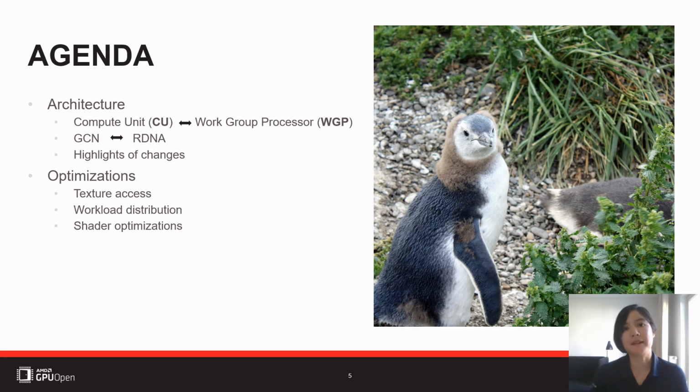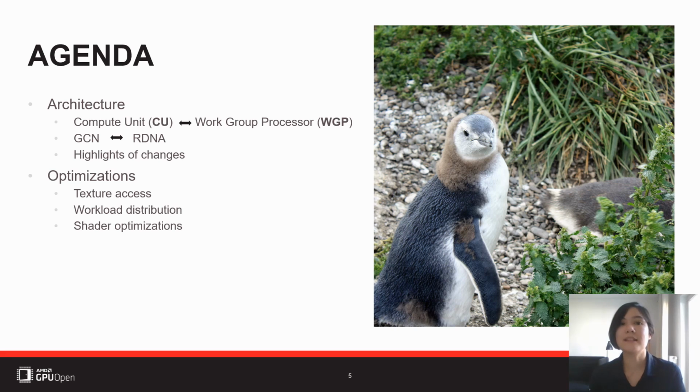In the following, I will first talk about the architecture itself. I will give you an overview, compare the GCN architecture with the RDNA architecture, and highlight the changes. If you already know the GCN architecture, the transition should be fairly straightforward. If you don't, there will be a quick recap. There are obviously many changes, but also similarities between the two.